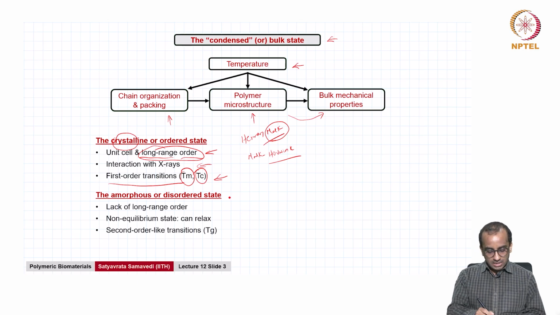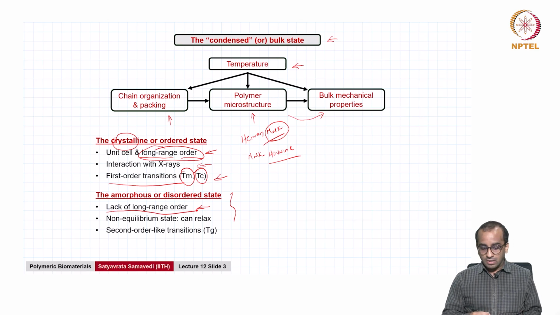Now, contrast that with the amorphous or the disordered state. Now, here the disordered state of the amorphous state is characterized by a lack of long range order. Now, it is important again to note that we are talking about long range, because if you really zoom in, you might see some localized order, but there is no long range order at a higher length scale when you coarse grain a bit.